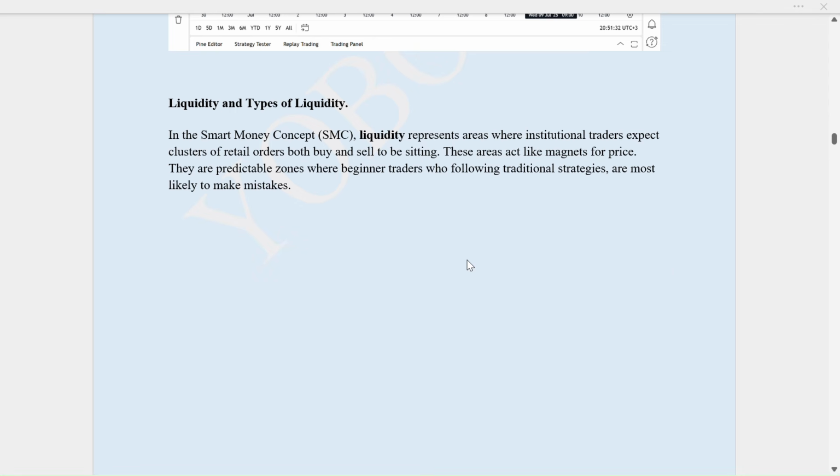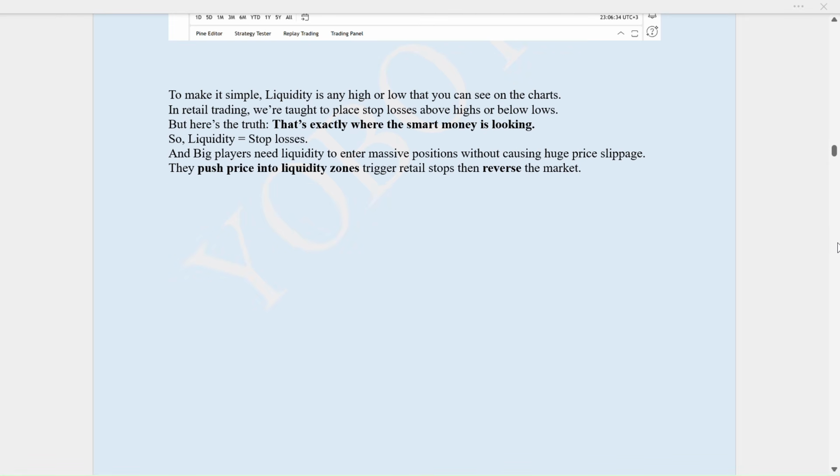So we will talk about the types of liquidity, and we have four types of liquidity, mainly four. There are so many types of liquidity, but I want us to focus on four main types. To make it simple, liquidity is any high or low that you can see on the charts.